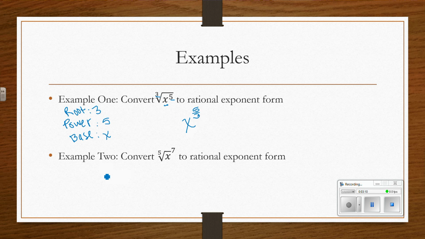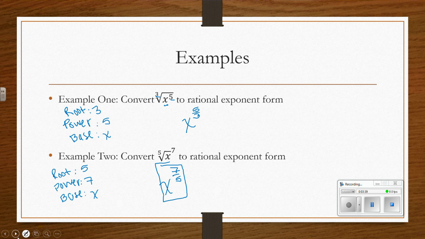I'd like you to pause the video and try example 2 on your own. Okay, so the root is 5, the power is 7, the base is x. So we have x raised to the power of 7 over 5. And I forgot to say, in both of these, this is the answer. This is kind of like the work that you do to get the answer.